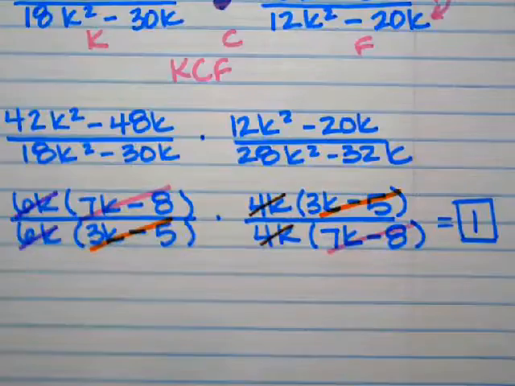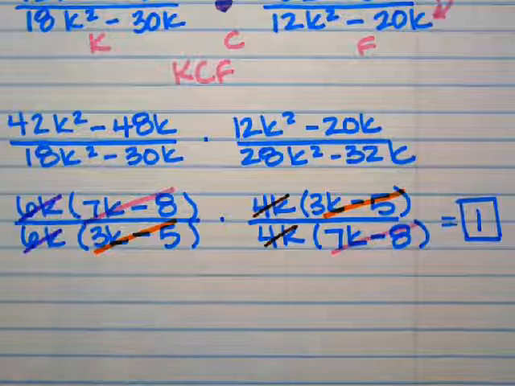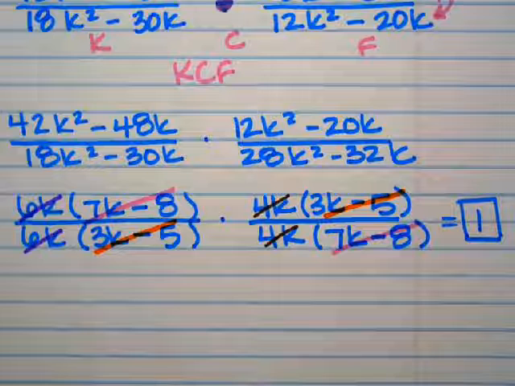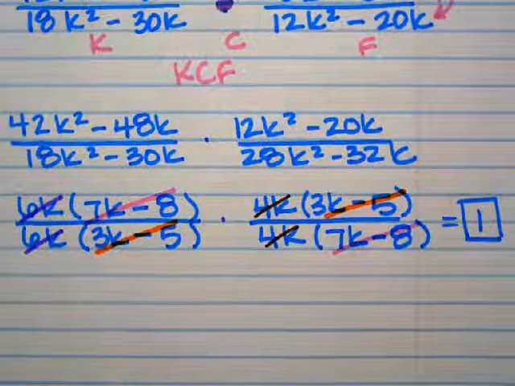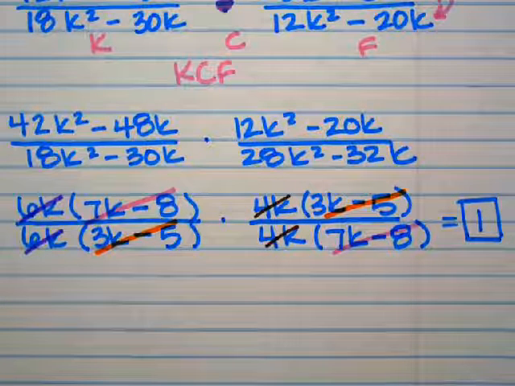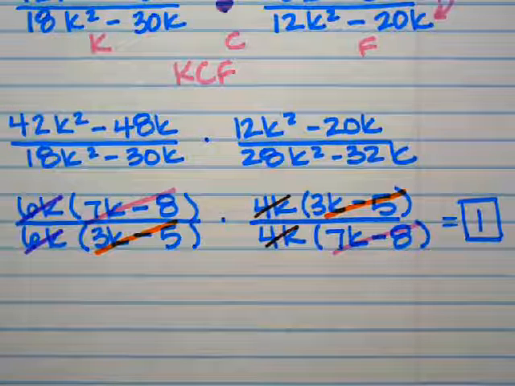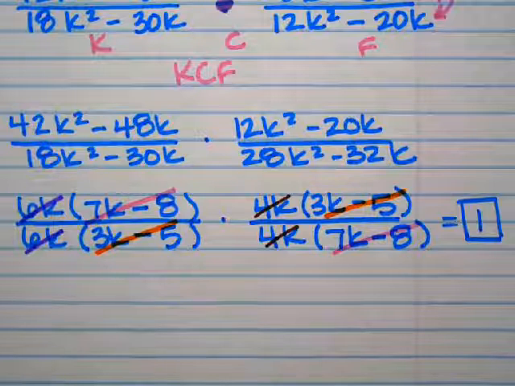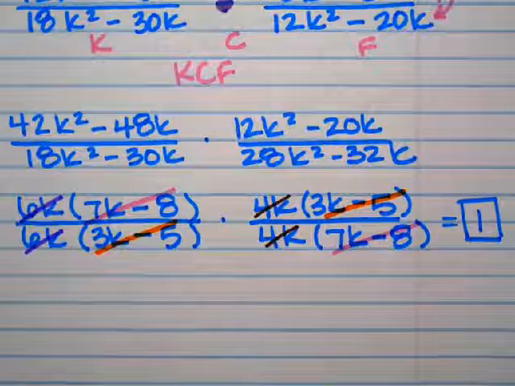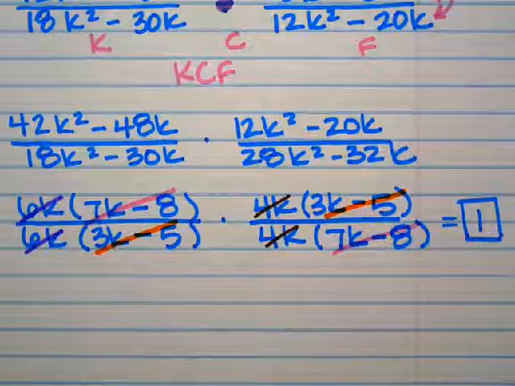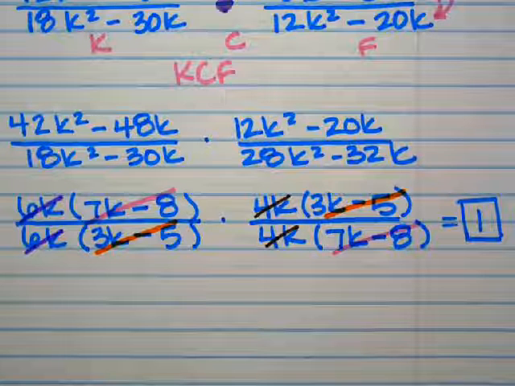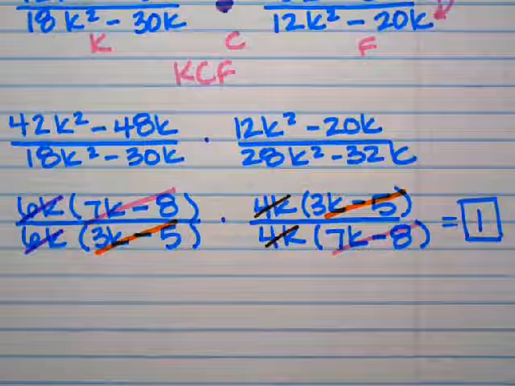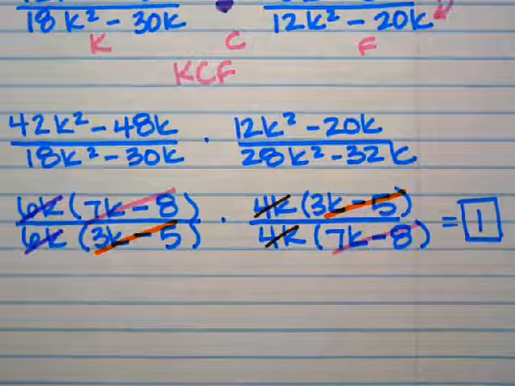When my child is 1 year old, I'm going to teach them to say, it's my 42k squared minus 48k over 18k squared minus 30k times 12k squared minus 20k over 28k squared minus 32k birthday. That's what they're going to say. It's going to have a candle that says 42k squared minus 48k over 18. No? Okay. I was committed. I was going to read it again if you guys needed me to.